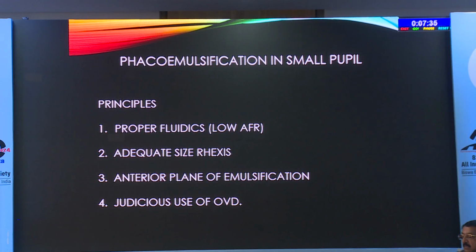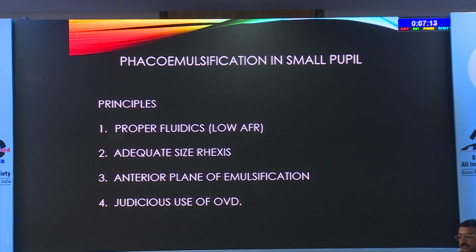And what are the principles of phacoemulsification in small pupil? Low bottle height and low flow rate should be there to minimize the turbulence in the anterior chamber. The rhexis is very important; an adequate size rhexis should be there. And the plane of emulsification, we should strike the balance.